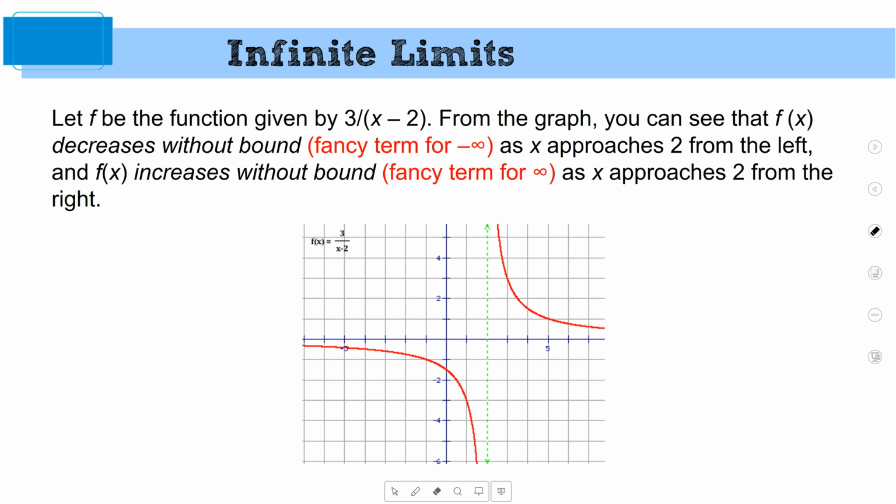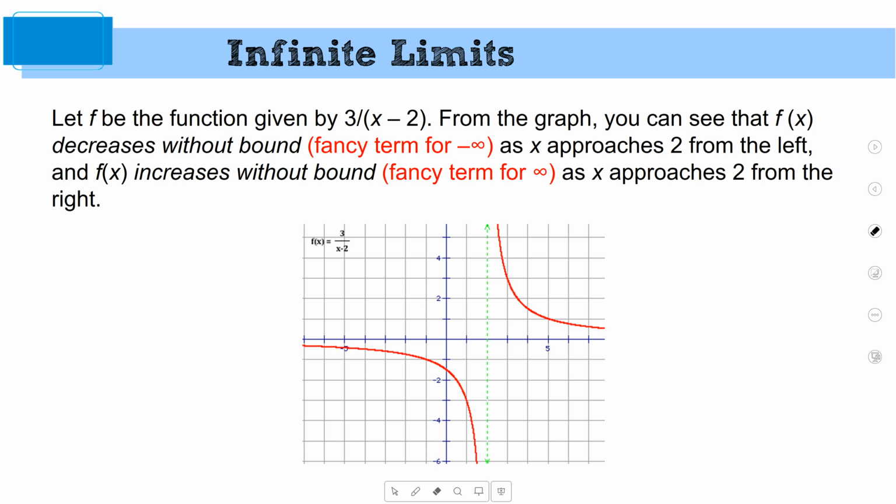Okay, so like we talked about, there's the -1 thing we looked at. As we approach a certain value, the function decreases without bound or increases without bound. And as it says, again, those are fancy terms for goes to infinity or goes to -infinity.